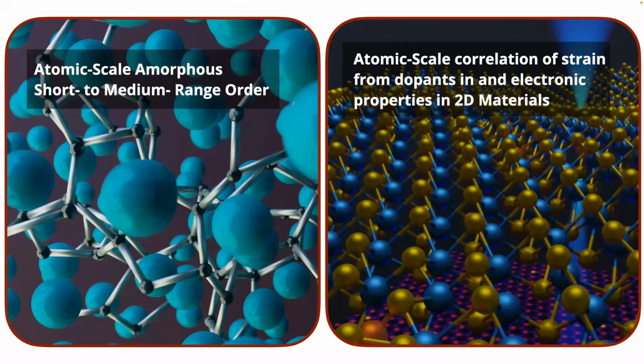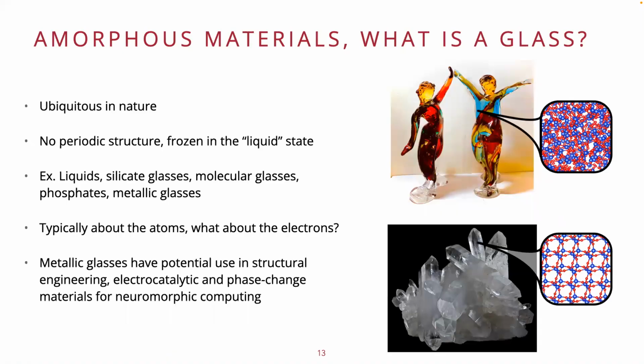So what is a glass, right? Glasses are actually ubiquitous in nature. A lot of you have maybe seen it in the glass that you drink out of, or even phosphate glasses in optical cables. Normally, we think about them as having no periodic structure, right? Something that's kind of trapped in the liquid state.